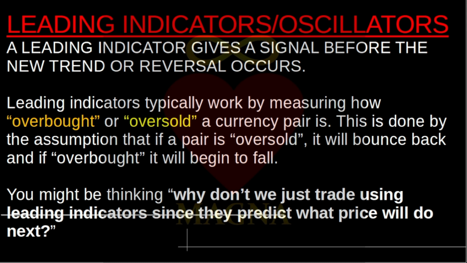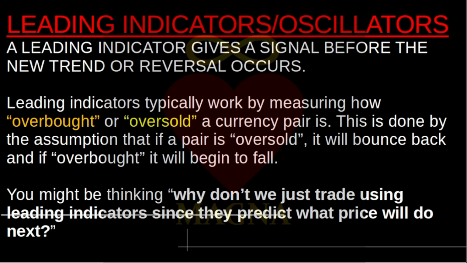Leading indicators or oscillators. A leading indicator gives a signal before the new trend or reversal occurs. Leading indicators typically work by measuring how overbought or oversold the currency pair is. Overbought meaning price has been buying too much and now price may be getting ready for a reversal. And oversold means the price has sold too much and price may be coming for a reversal. This is done by the assumption that if a price is oversold, it will bounce back, and if price is overbought, it will begin to fall.